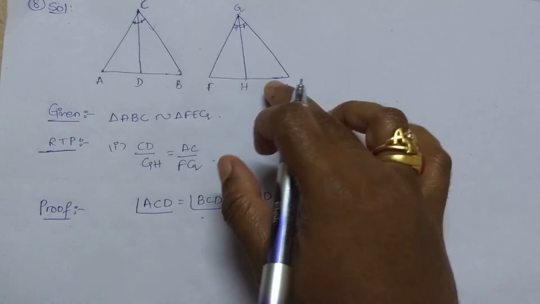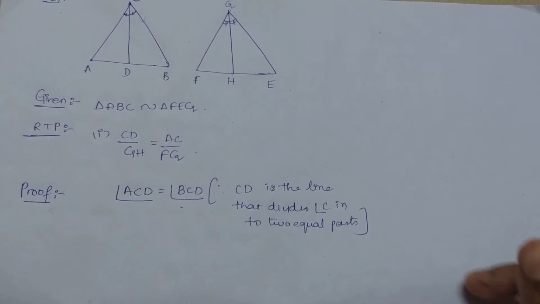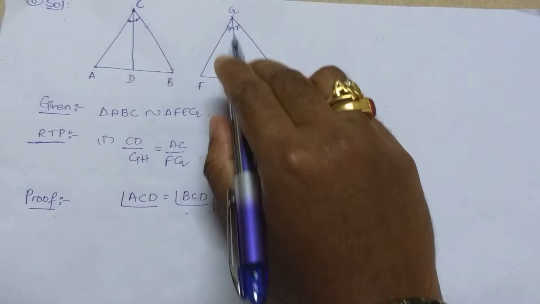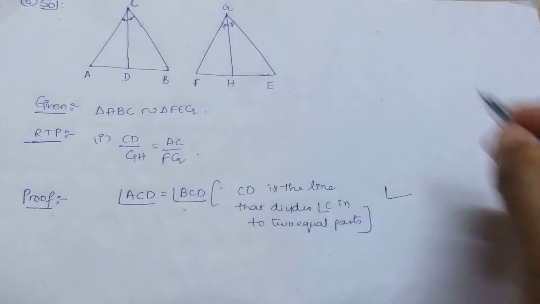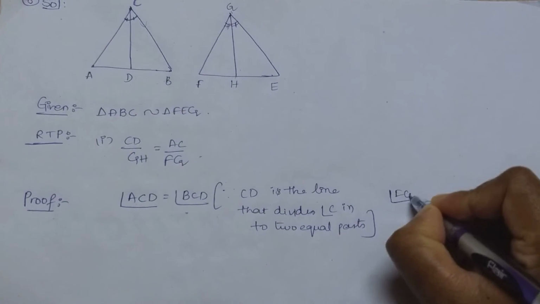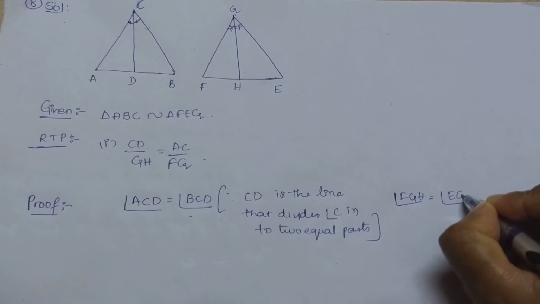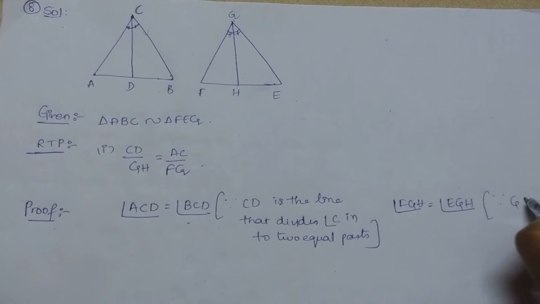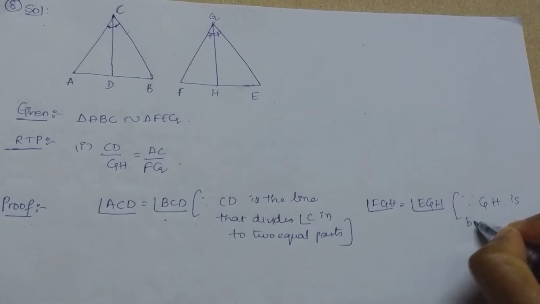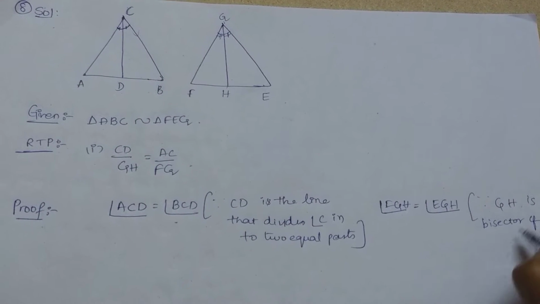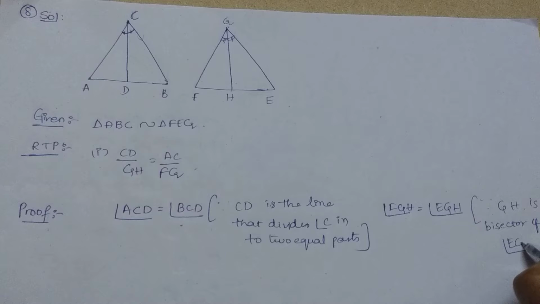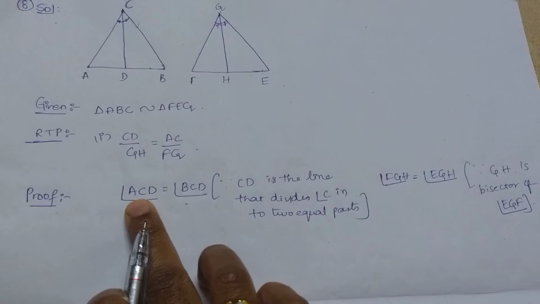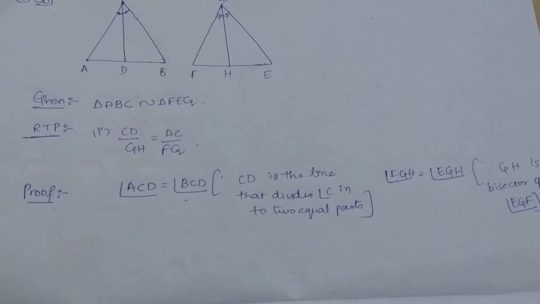In the same way for triangle FEG, what can we write? Angle FGH equals angle EGH, since GH is the bisector of angle EGF.